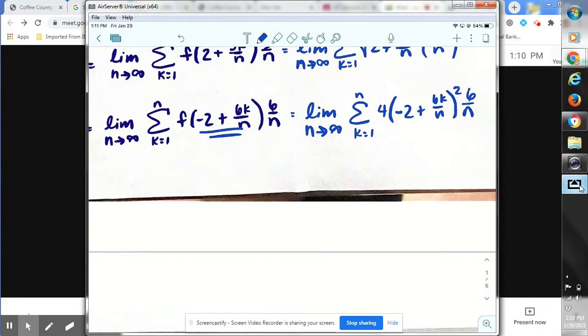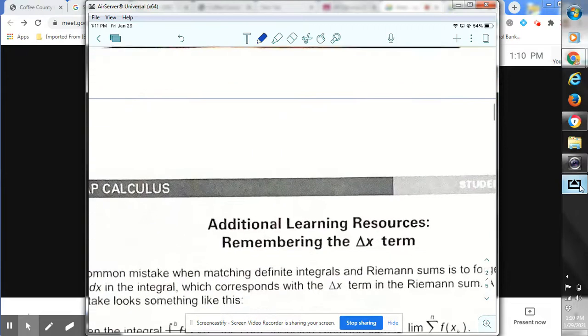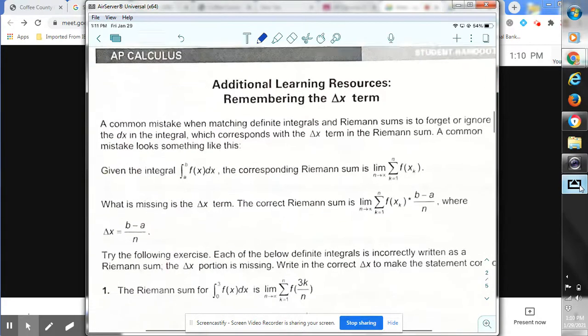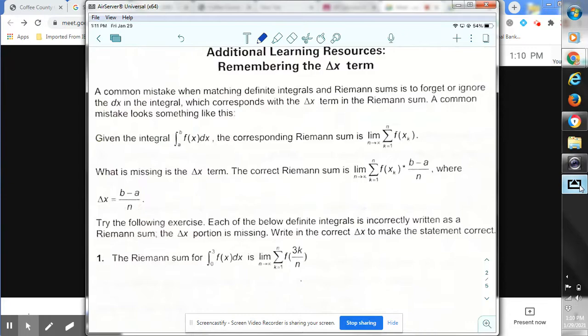All right. So now we're going to look at some mistakes that people have made. A lot of these, you're just going to match, or find the mistake, or fill in the box, and at the end you're going to do some of these on your own. So a common mistake when matching definite integrals and Riemann sums is to forget or ignore the delta x or the dx in the integral, which corresponds to the delta x term in the Riemann sum. A common mistake looks like this.